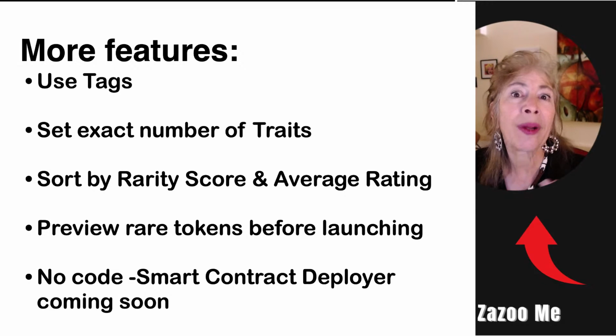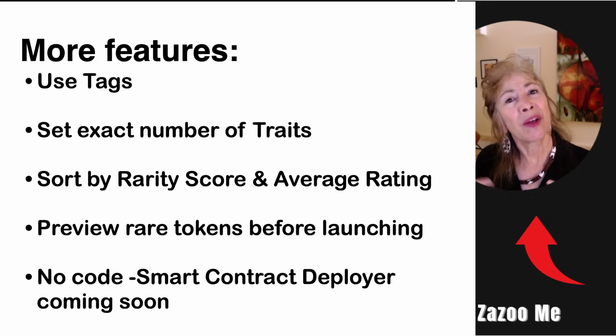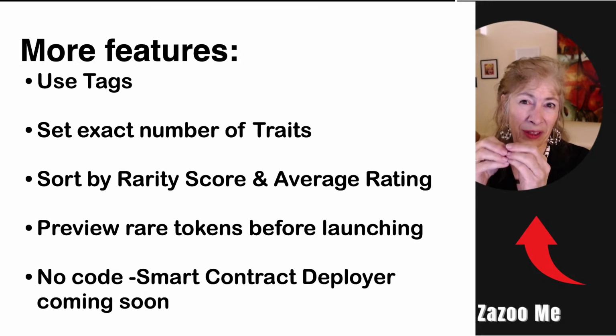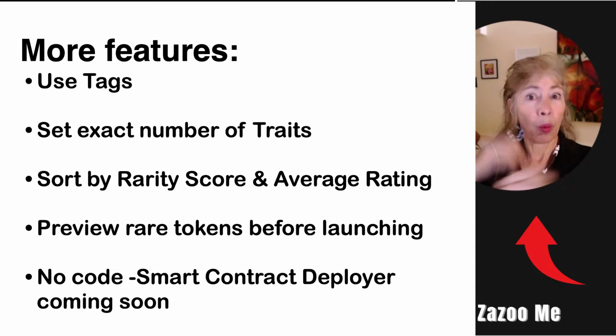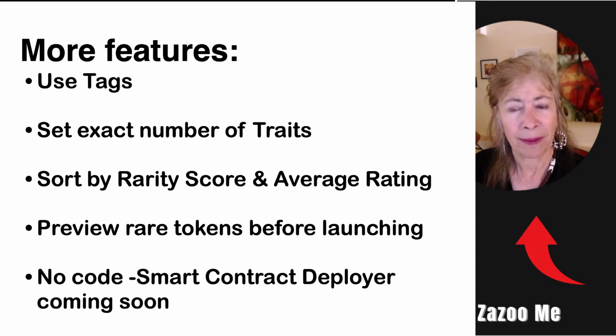More features. You can use tags to group things together. This will make it so much easier for you as the person creating the collection to be sure that all of the traits that you want to go together actually go together when it's generated. This is what tags are about.